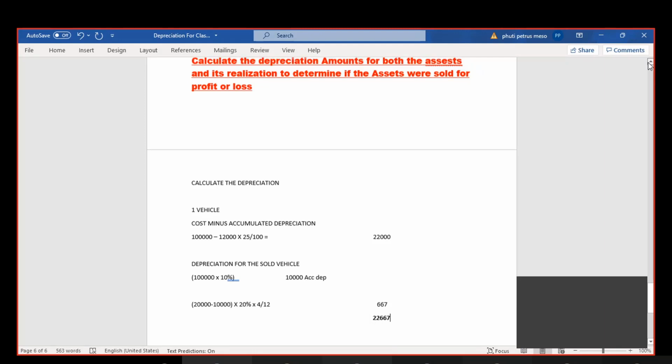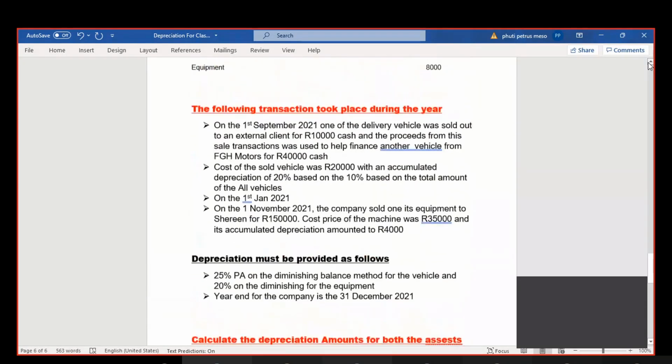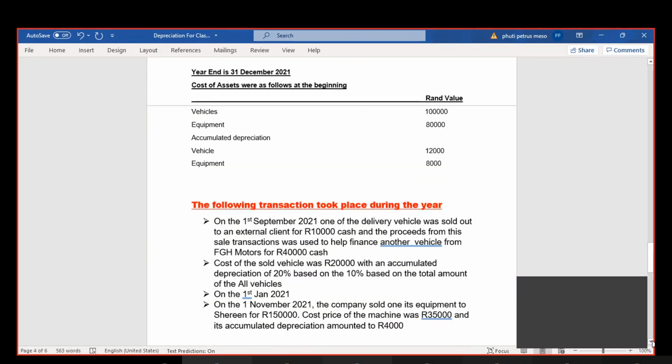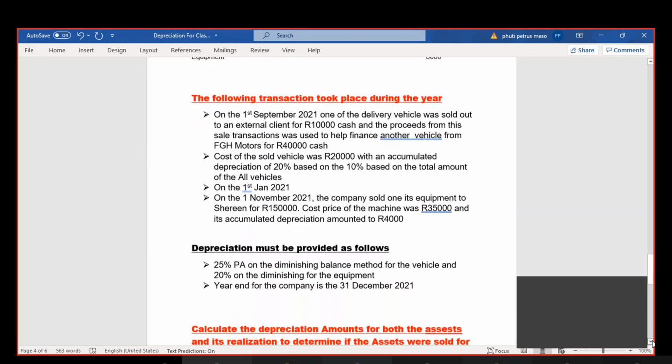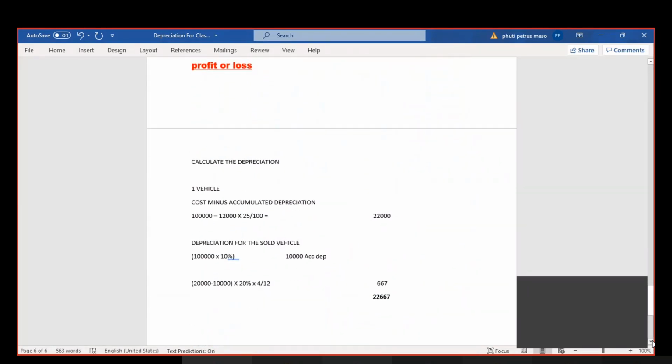Right, can you go back and read the question again, just to check if we are missing something? So it means that we still need to calculate the depreciation. We need to adjust the depreciation for the original cost, and then you minus the cost of the sold one, and then you take the accumulated depreciation. Basically, this is what you're going to do. You're going to say 100,000 rand minus 20,000, and then you get the new cost, which is 80,000.